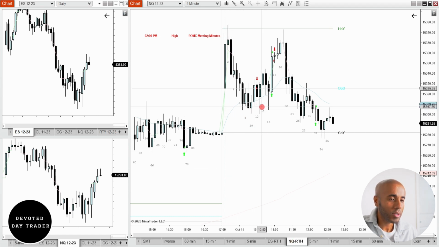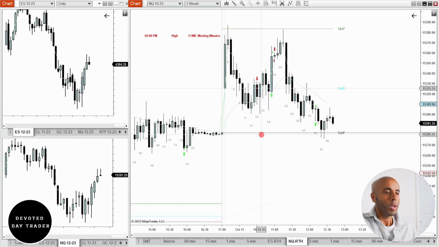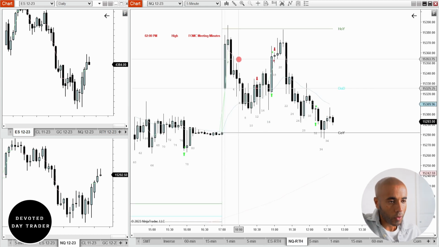Then I decided to get short right here on candle 12, the 12th candle. I shouldn't have gone short here. Yes, my premise that the market would sell off was correct, but I shouldn't have gone short here.